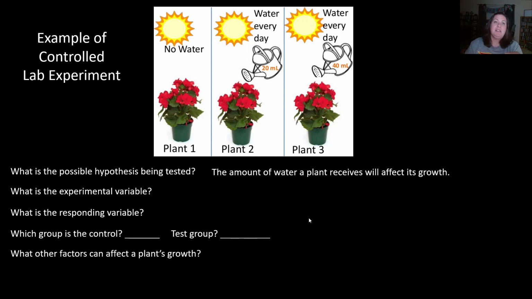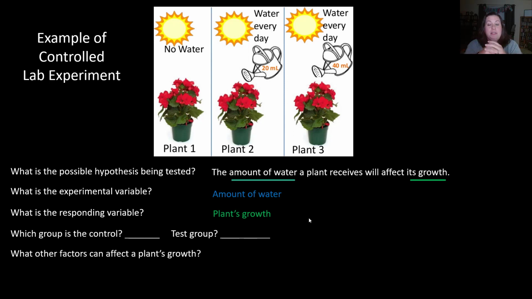So what's the experimental variable? The experimental variable is the amount of water. It's the one thing I'm changing. If you notice here, plant 1's getting no water. Plant 2 is getting 20 mLs. Plant 3 is getting 40 mLs. What's the responding variable? This is what I want to measure. I want to measure the growth of the plant.